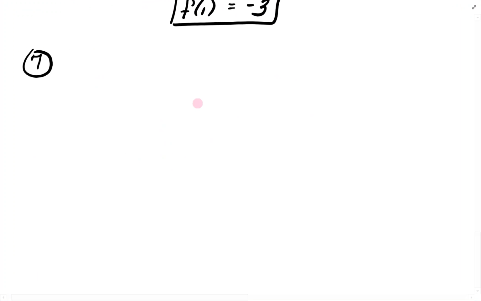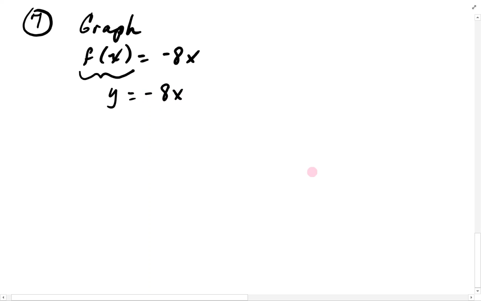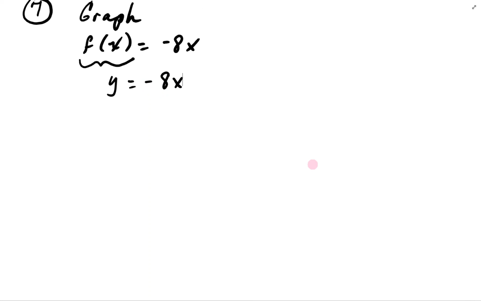All right, number 7 says to graph f of x is negative 8x. Now remember that f of x is function notation for y equals negative 8x. You are welcome to make a t-chart, get some values. I'm going to do it with slope-intercept, which is y equals mx plus b. Since there is no b value sitting here, we hopefully understand that it is 0.